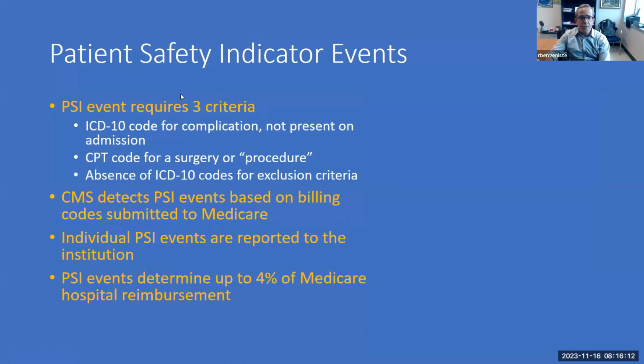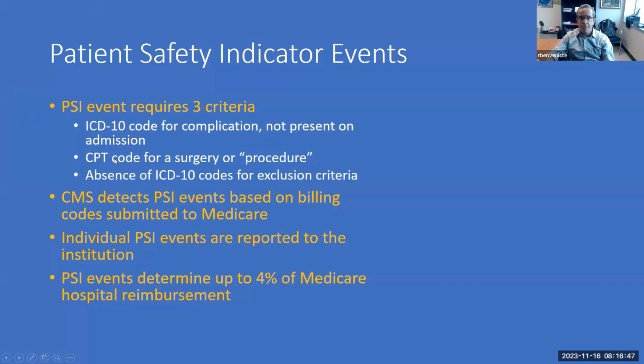So these patient safety indicator events require 3 criteria. And all of these are based not on chart review, but on the billing codes that hospitals submit to Medicare for the purposes of billing at the time that the patients are discharged from the hospital. Or now our hospital, Jackson, can do it even a year or 2 later for a variety of reasons. So there has to be an ICD-10 diagnostic code for the complication, and it has to be coded by the clerks who put in the data as not present on admission.